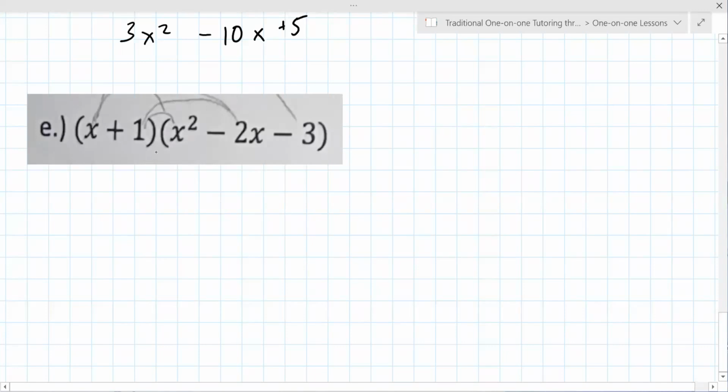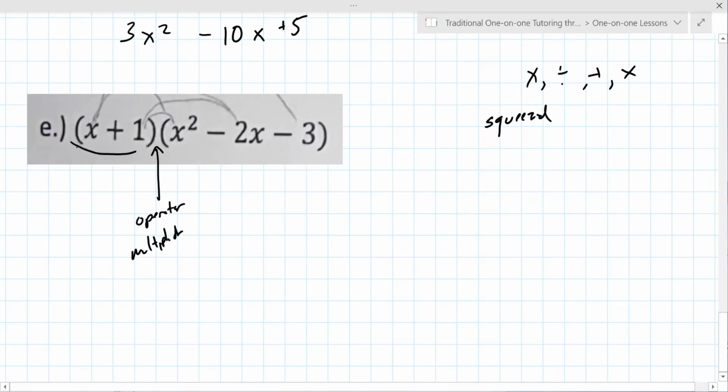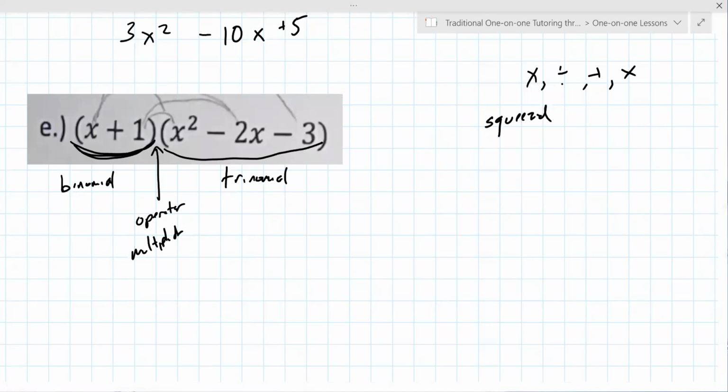So this one, what is the operator right there? I guess it's not there. Okay, so operators are multiplication, division, addition, subtraction. So this is a multiplication problem. How many terms are here? A binomial and a trinomial. That's right. So it's a binomial times a trinomial. Do you happen to see that on your sheet? Yes, I see that as the last one.